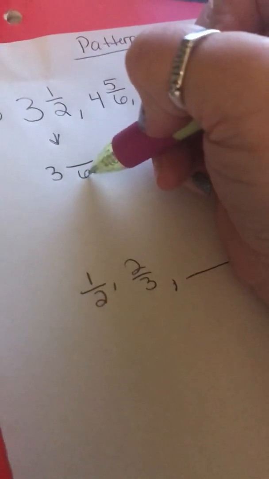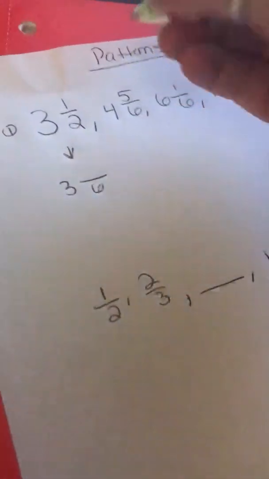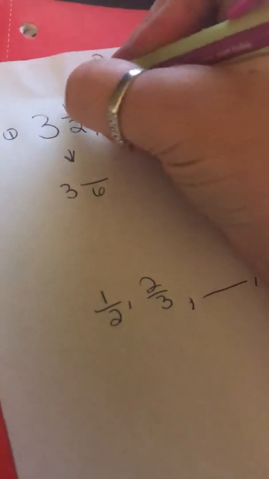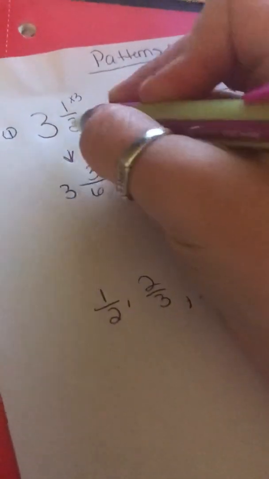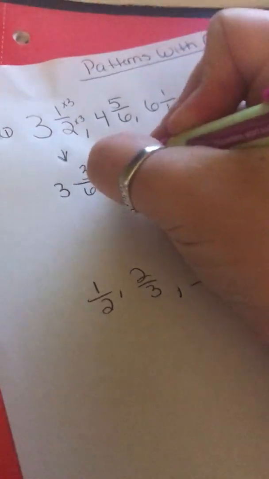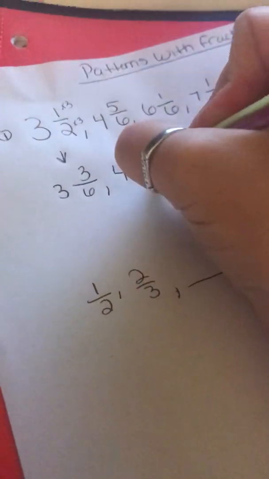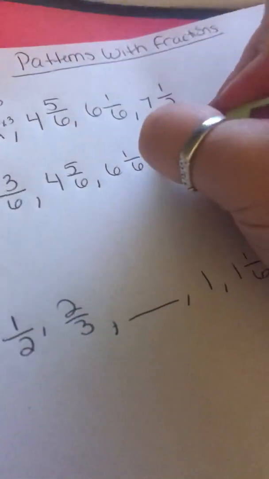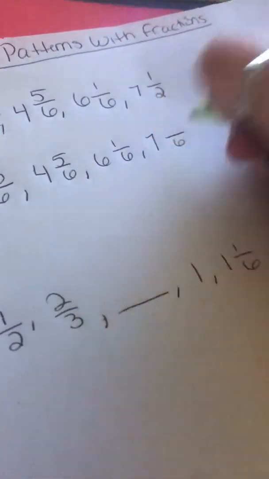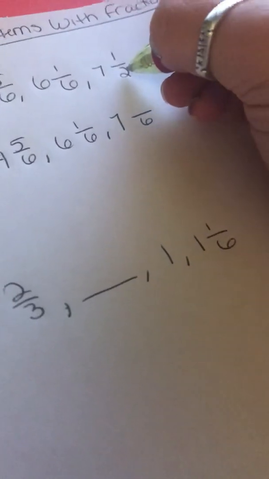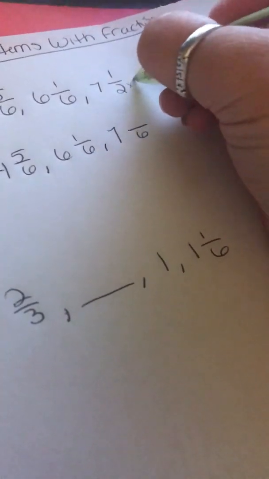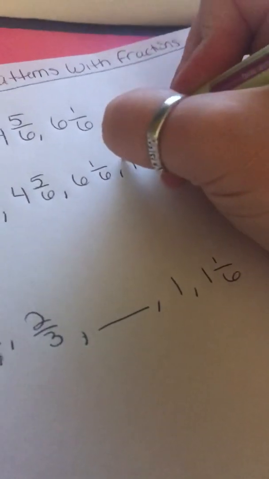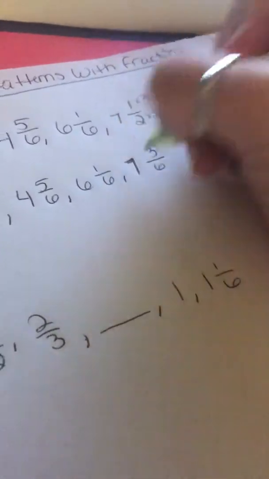My 2 became a 6, which means I've multiplied it by 3. So if I multiply the bottom by 3, I've got to multiply the top by 3. So 3 and 1/2 becomes 3 and 3/6. 4 and 5/6, and 6 and 1/6 can remain, since they already have the denominator I need. And 7 and 1/2, the 2 becomes a 6, which means I multiplied it by 3, so I've got to multiply the top by 3 as well. 7 and 1/2 becomes 7 and 3/6.